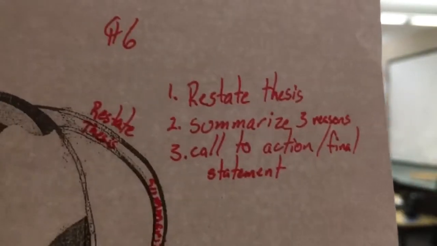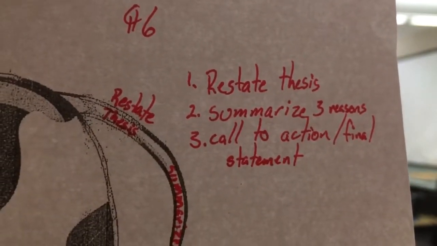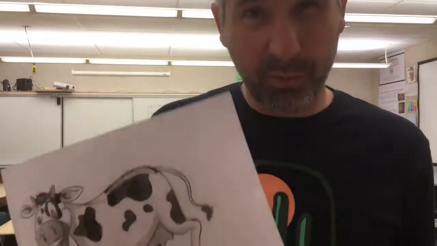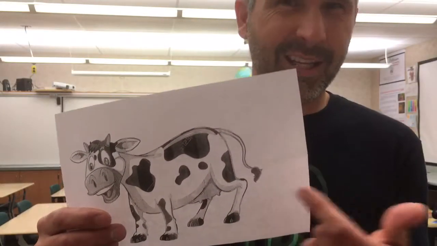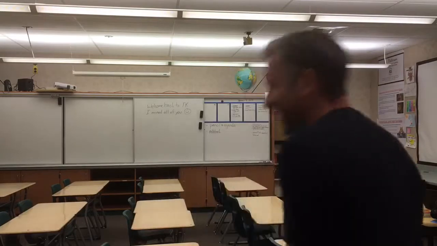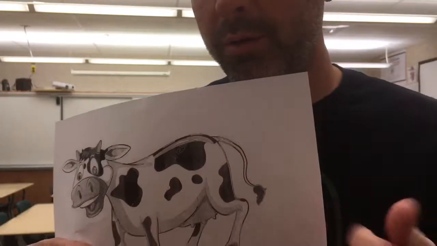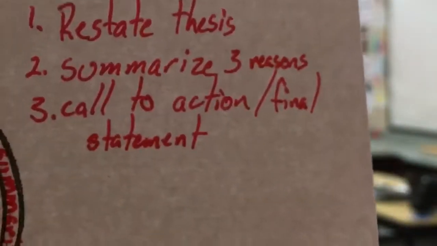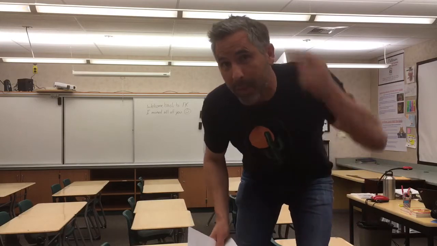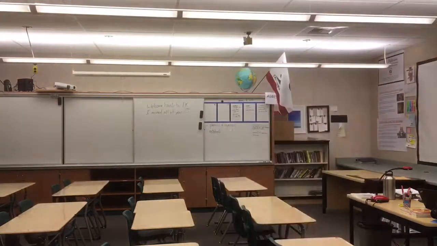The second thing you need to do is write the 3 reasons again. When you restate these 3 reasons on this tail, you need to summarize them. Don't say them the same way. In the end, you need to do something called a call to action. It's your final statement. It's the last thing that the people reading your essay are going to remember. Really important!